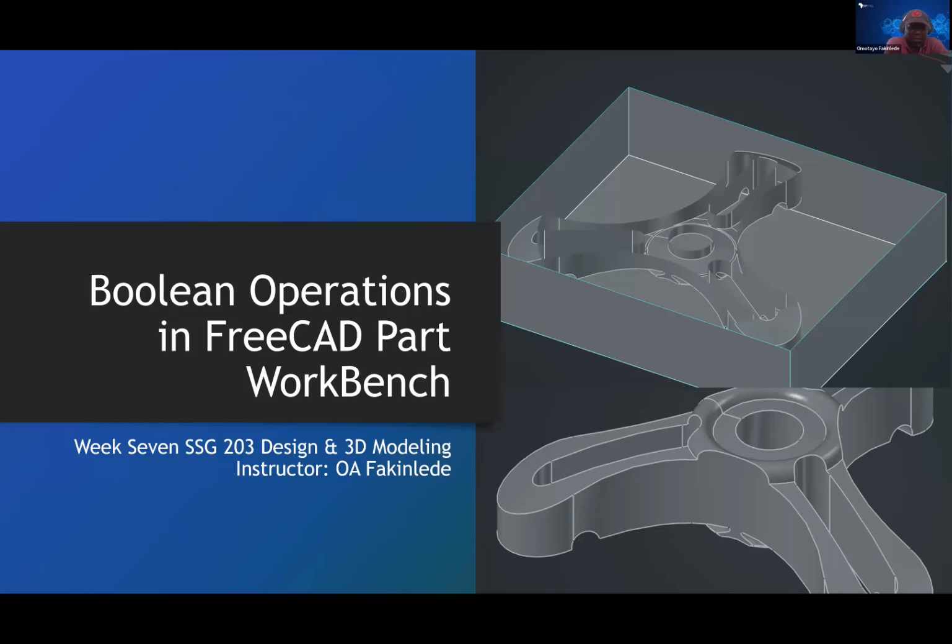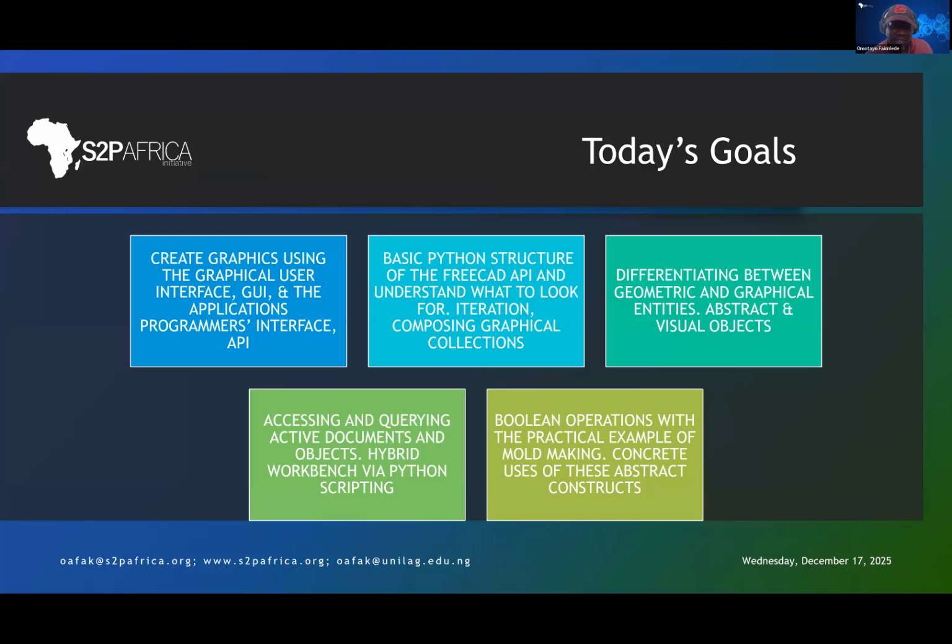So the topic is Boolean operations in FreeCAD part workbench. We have specific goals for today's lecture. By the end of the lecture, you should come back to this slide and check all the things that have been done effectively in your own understanding. I want you to be able to create graphics using the graphical user interface, GUI. That's what you're already used to, where you just take an icon, create a line, create a circle, create a rectangle, make a box, do a revolve, all those things you are doing in the graphical user interface.